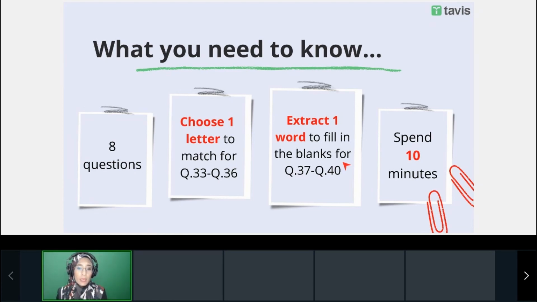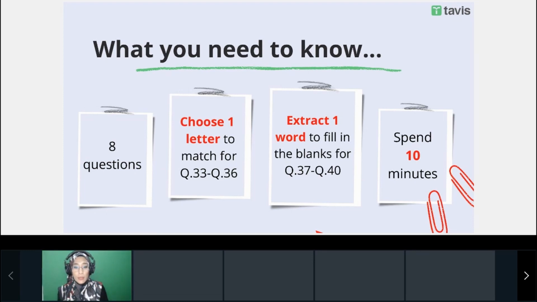And please spend only 10 minutes for this part. Do not try and go over 10 minutes because you are only allowed to sit for this particular paper for 1 hour and 30 minutes. It's not long if you are paying very close attention to your questions. So please make sure that you bring a watch while you are doing your exams.